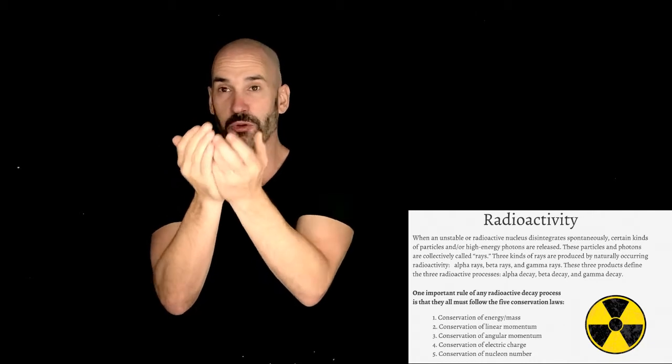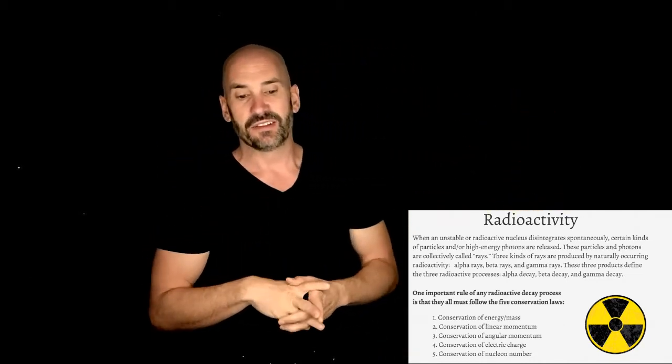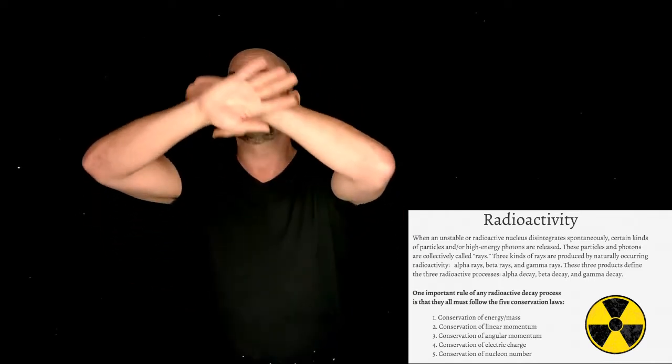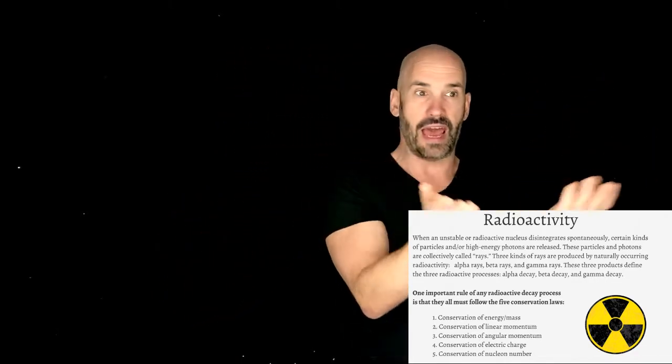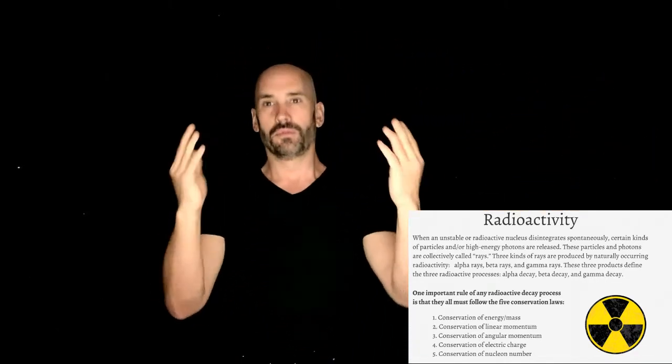And it also has to have a conservation of charge. So the net charge of the parent nuclei must equal the sum of the charges of the daughter nuclei. And lastly, there must be conservation of nucleon number. So the total number of nucleons before the breakdown must equal the total number of nucleons after the radioactive breakdown.